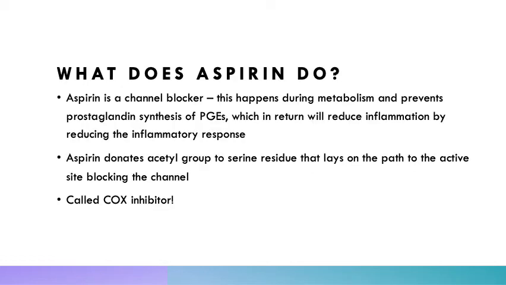So we want to look a little bit at what does aspirin do? What is aspirin? Essentially, aspirin is a channel blocker. This is going to happen during metabolism, and it prevents prostaglandin synthesis of PGEs, which in return will reduce inflammation by reducing that inflammatory response. Aspirin donates an acetyl group to the serine residue that lies on the path to the active site, which will block that channel. And this is what is called that COX inhibitor that we talked about.